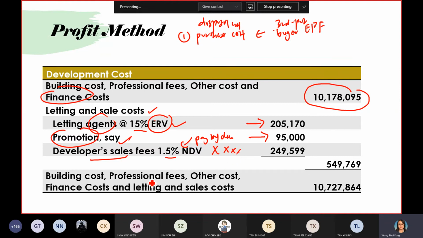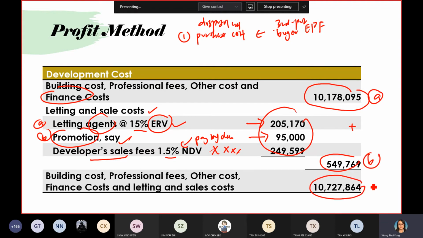I repeat again, developer sales fee is if you assume you want to develop and sell to EPF, the developer needs to pay the sales fee. Because of the stamp duty, legal fee, they also need to pay, not only the buyer. So we assume 1.5%. But if you decided not to dispose to a third party, then you forget about this one. You only have A and B. Okay, so you sum up everything, A plus B, you get this one. All right, this one carry forward to the next slide.